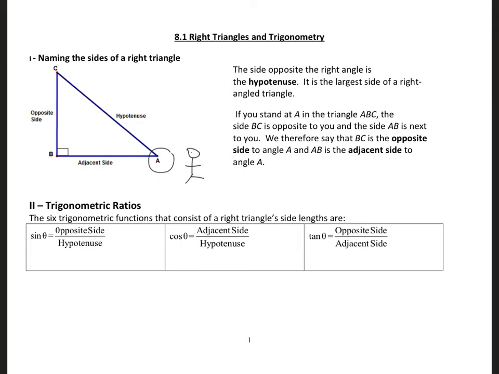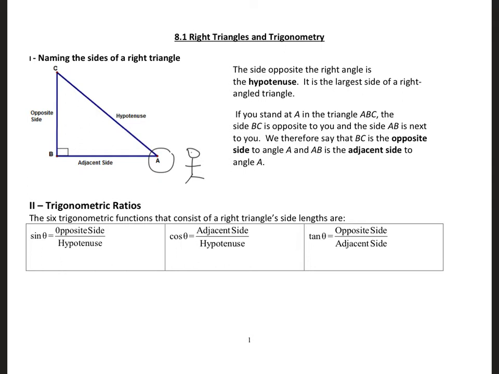We start with the hypotenuse. The longest side is always called the hypotenuse. That one does not change, and it is opposite the right angle. The side right next to you, the one you can touch with your feet, is the adjacent. And the one which is opposite, looking across, is called the opposite side. Knowing how to name a triangle is very important, because using that, we can now write the trigonometric ratios.